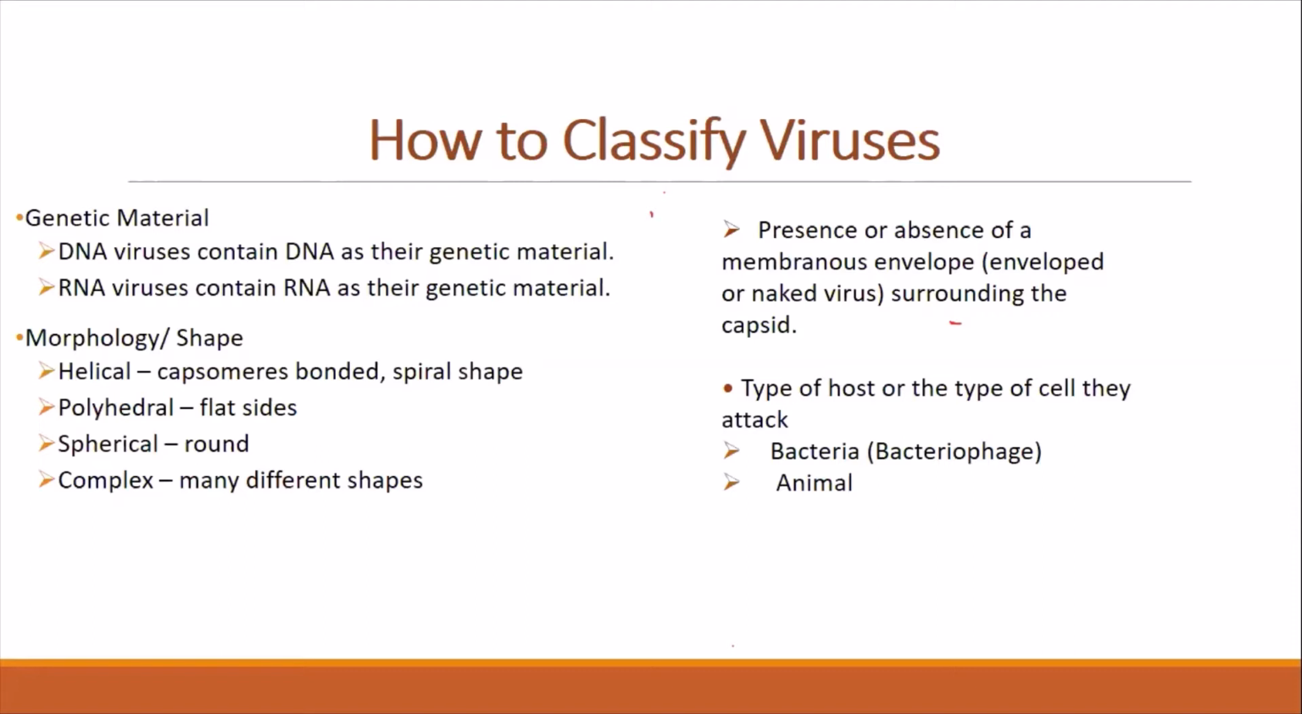And then morphology. Are they helical? Do they have capsomers bonded, which give them the spiral shape? They can be polyhedral, and these tend to be flat. Spherical, which are round, and then you have more complex shapes. Some of them may have membranous envelopes surrounding the capsid, and then you have the type of host that they may attack, such as bacteria, animal, or human.